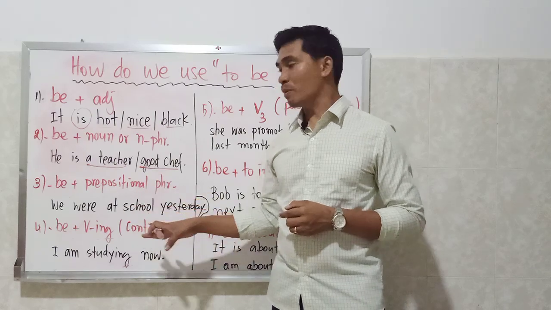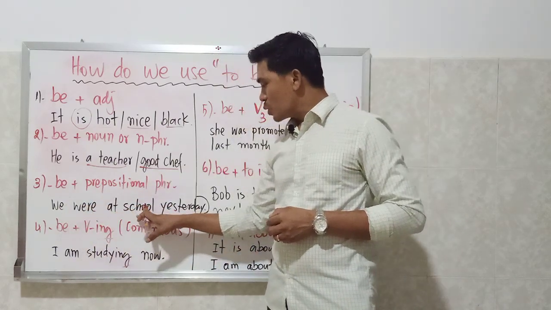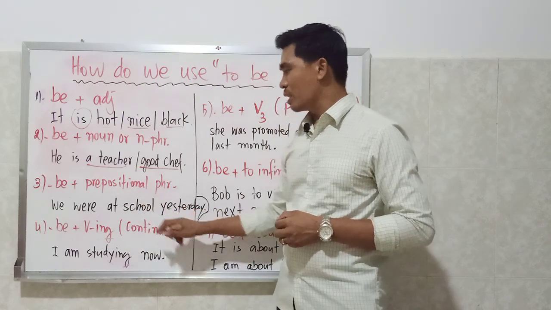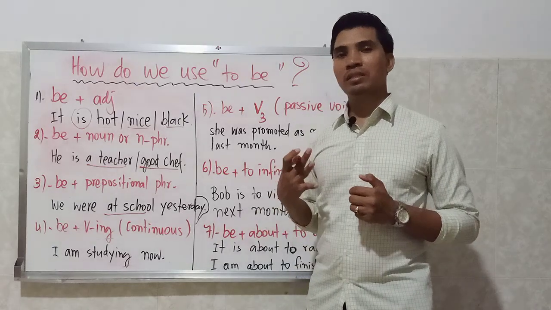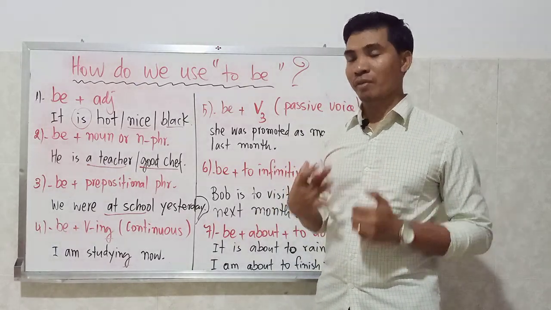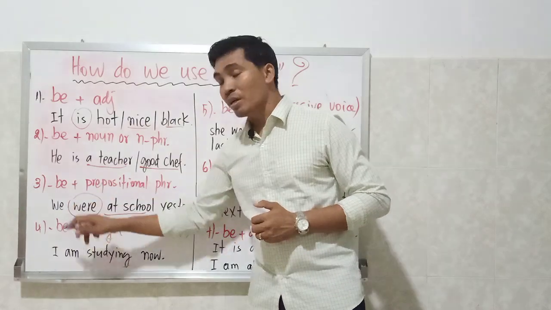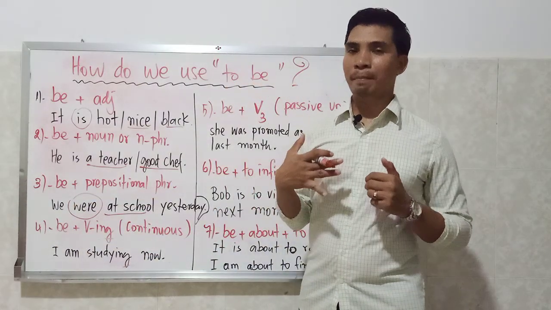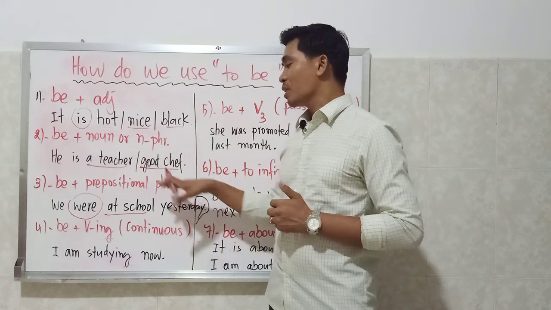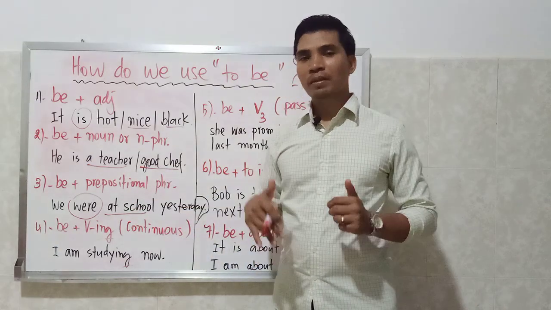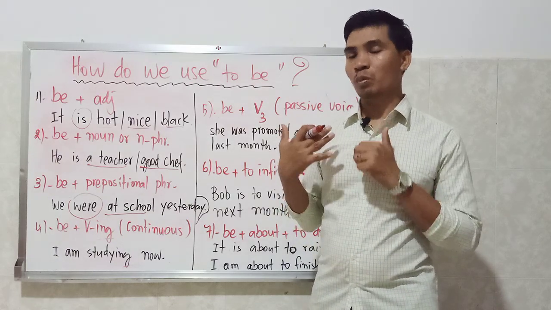So look at the example here. We were at school yesterday. Okay, so at school is prepositional phrase, and we have verb to be were because that is in past tense, because we have an expression yesterday. So again, prepositional phrase can use with verb to be.